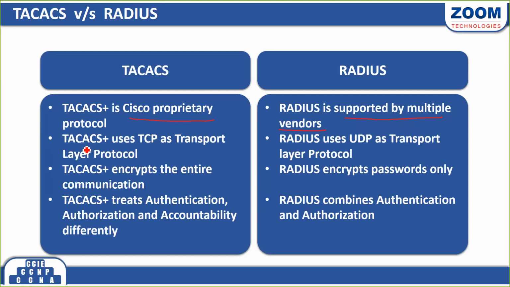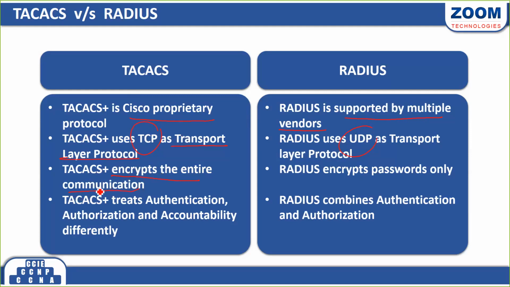So TACACS uses TCP as a transport layer, right? And RADIUS uses UDP as transport. We already clearly discussed the difference between TCP and UDP. TCP does the three-way handshake process and acknowledgement. UDP is fast communication. So if you use the TACACS method for AAA, it encrypts the entire communication.